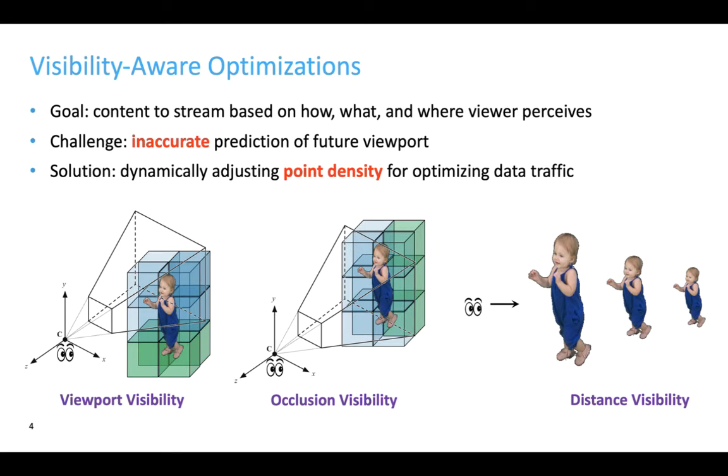The last one is called distance visibility. Suppose the distance between the viewer and the content is 3 meters, sending a point cloud with 60% points may already be enough for achieving a satisfactory visual quality. The reason is that the size of displayed content depends on the viewing distance.